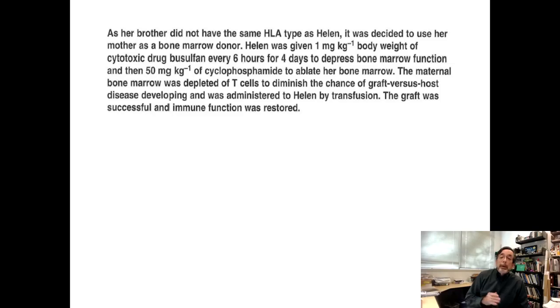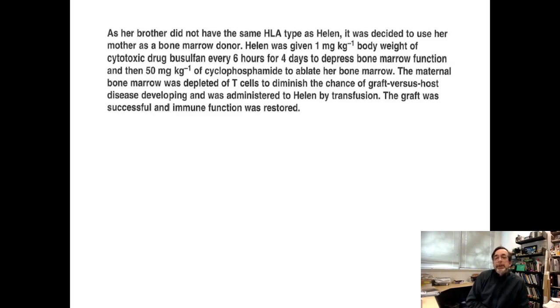And so they tested her mother, but they tested her brother first. Her brother did not have the same HLA typing, did not have the same DR, DP, and DQ molecules. So her mother was a closer match, and that makes sense because you're probably going to have half the genes the same if you're going from parent to child, at least.